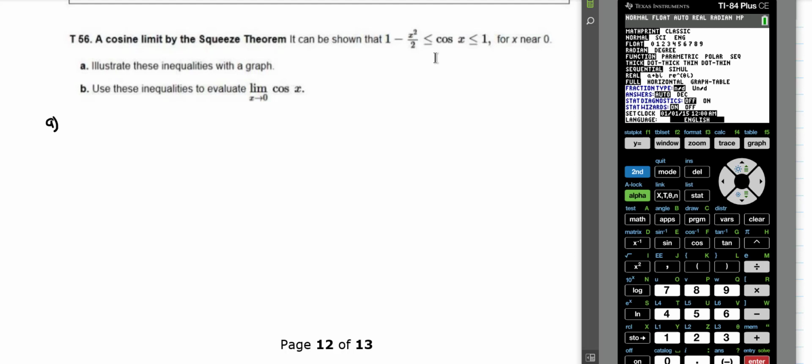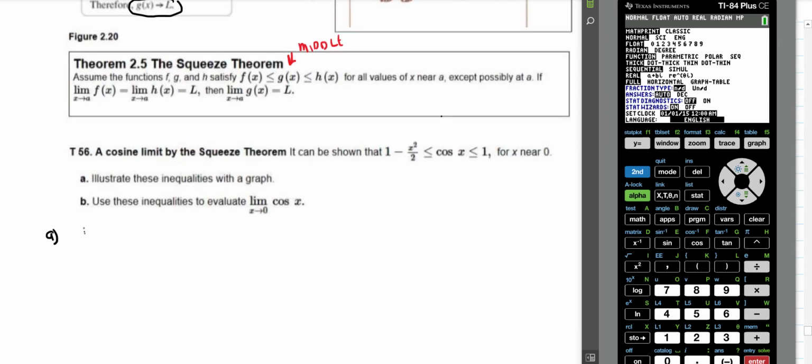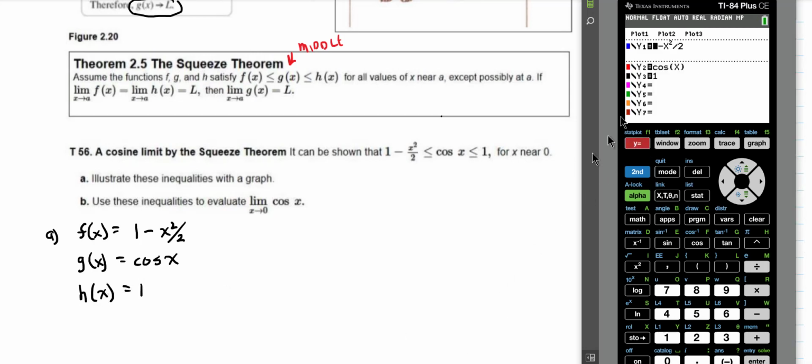Okay, so the idea on this one is, let's set this up like this. By the squeezing theorem, let's let f of x be the first function, 1 minus x squared over 2. That's a quadratic function. Then let's let g of x be cosine x. That's going to be the one that's sandwiched in the middle of the other. And then let's let h of x equal 1, which is just a constant function.